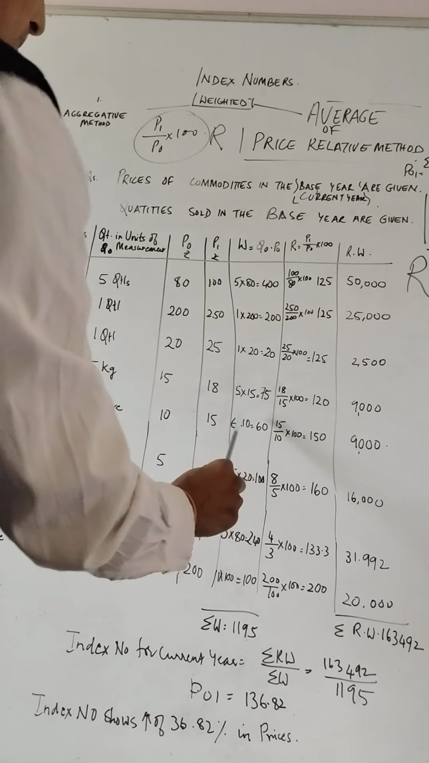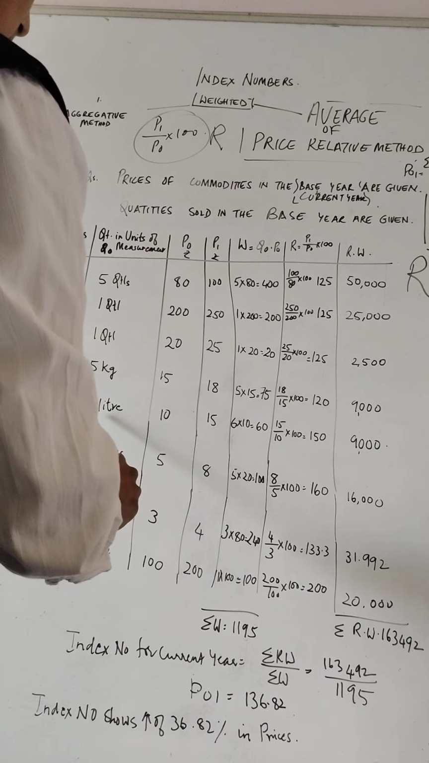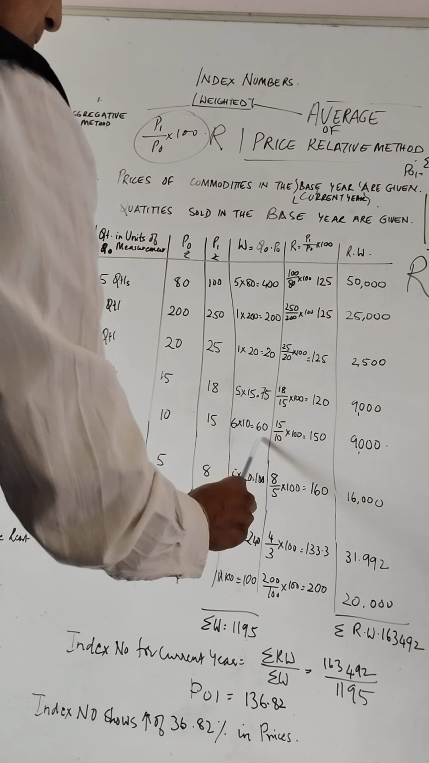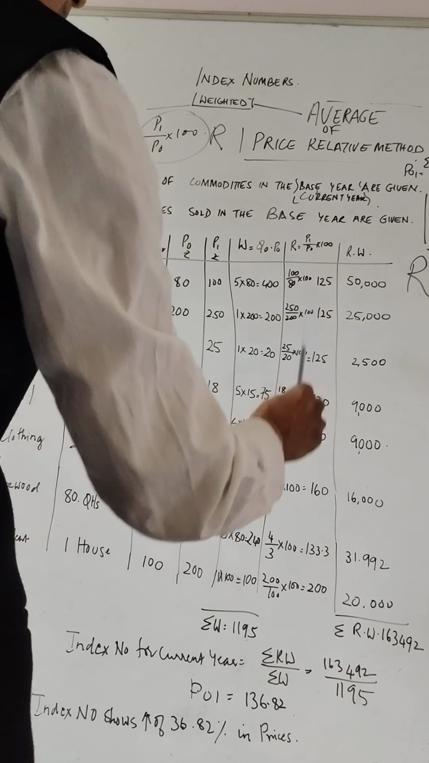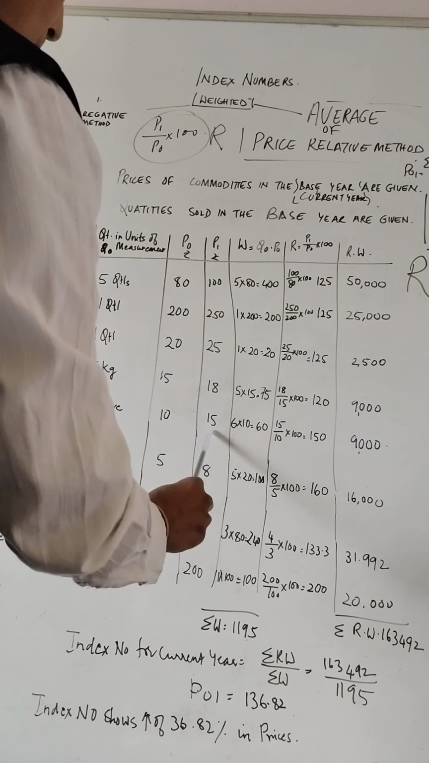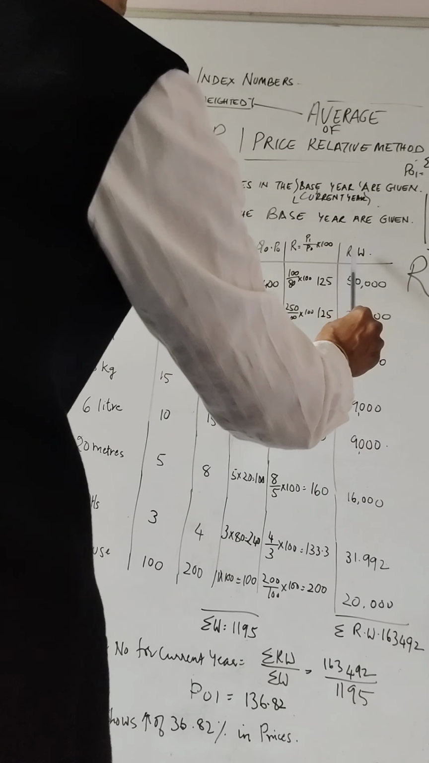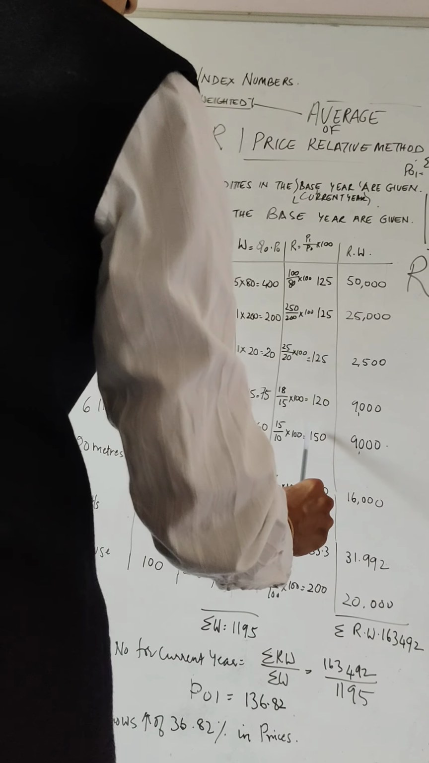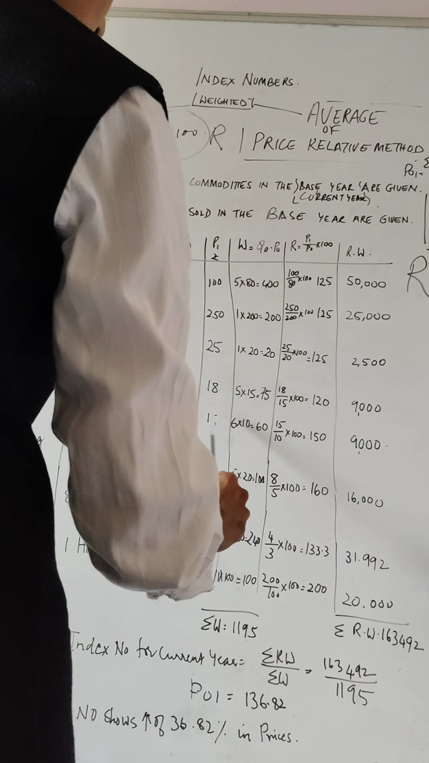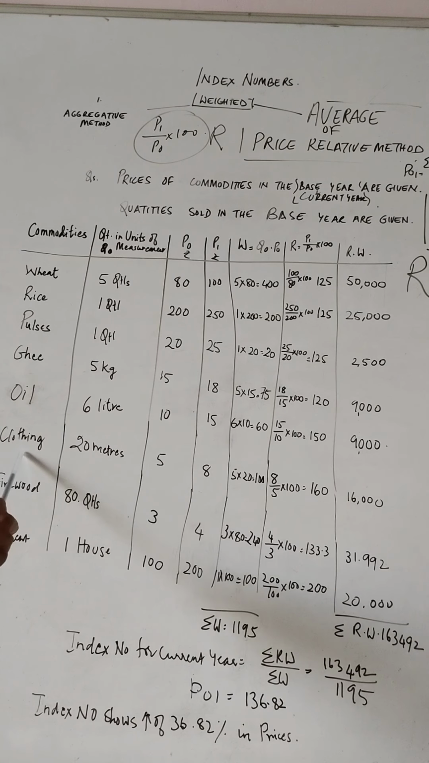So the weights is 6 into 10 is equal to 60. So how did you get 60? 6 liters into, that is quantity, into price. You get 60 rupees. Now you want to find out the price relative. So what is price relative? P1, that is current year price upon base year price into 100. You get 150. And then we will work out the R into W. So just take 150 multiplied by W, 60. That is 9,000.